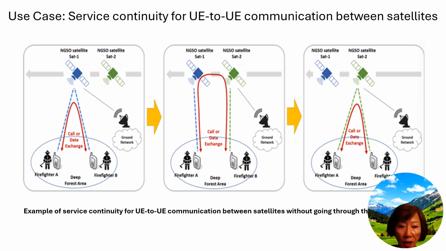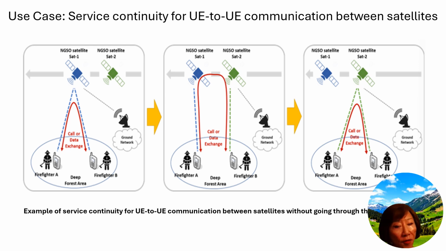The next use case is about service continuity for UE to UE communication between satellites. We have 3 different frames here. Let's take a look at the elements quickly. We have NGSO satellites. There are 2 non-geostationary orbit satellites, SAT-1 and SAT-2, shown moving across the top of each frame, each of these 3 frames.